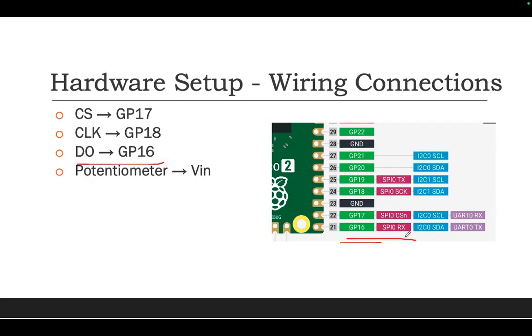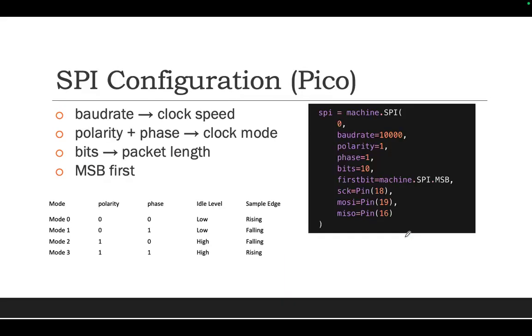Actually, the hardware wiring connection, I didn't put it in the lab instruction, but the circuit is the same as lab 4 when you use the TLC with software SPI. It's the same circuit. If you don't remember it, just review the lab 4 instruction. That makes sense to you? Okay. And then let's review the SPI configuration.